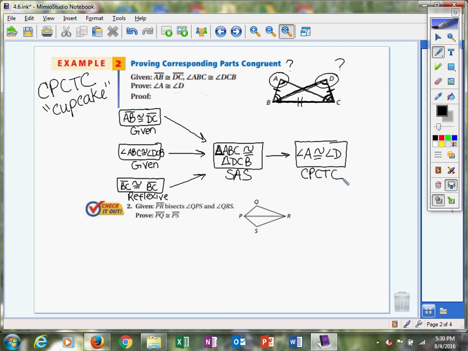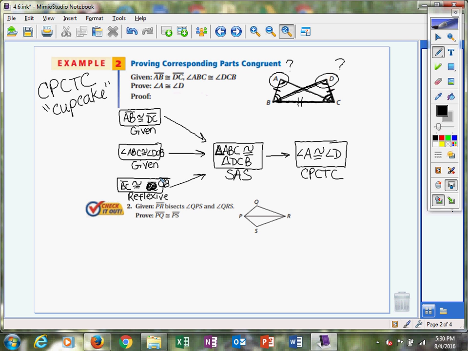So you don't use cupcake until after you've proven the triangles are congruent. That's essential. I think I made a little bit of a mistake back on the reflexive. I should have written BC is congruent to CB, because they do reverse, because the triangles are backwards from each other. So I apologize for making that little error. I didn't mean to mess you up on that one.